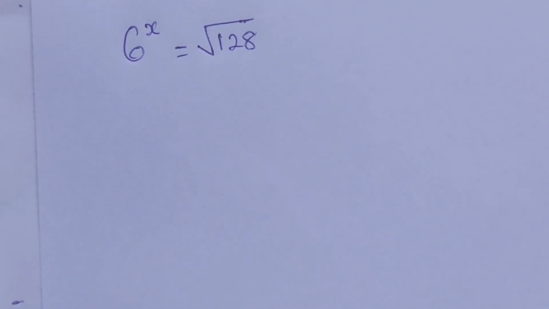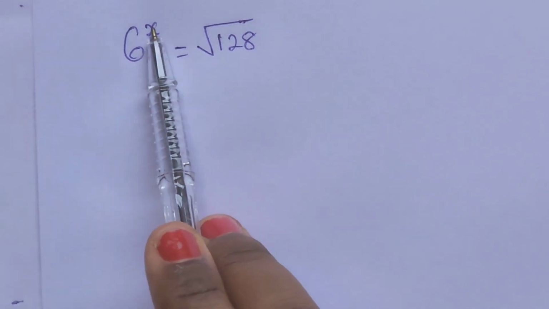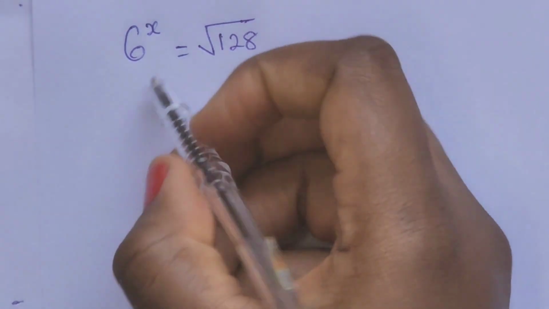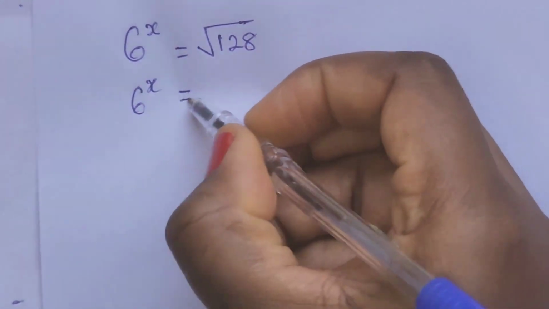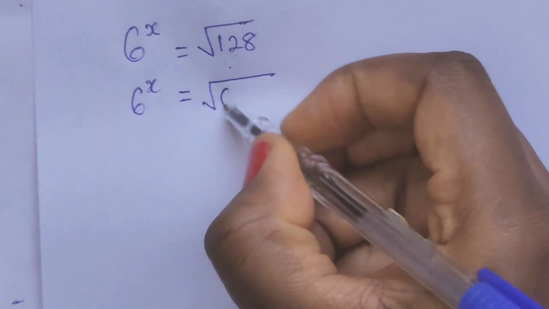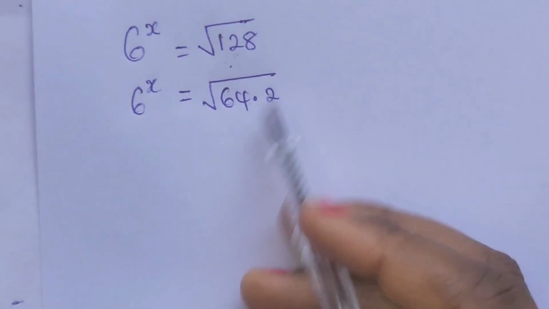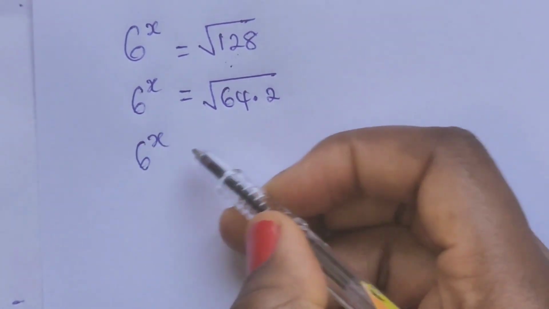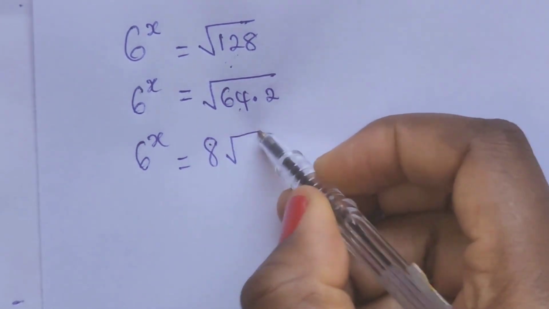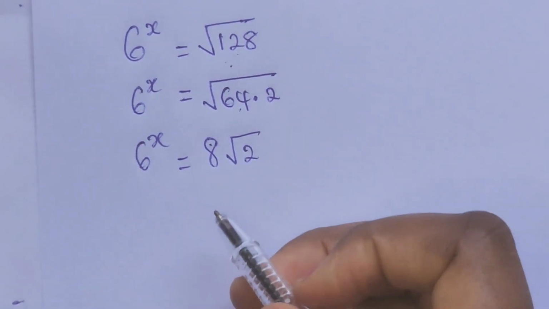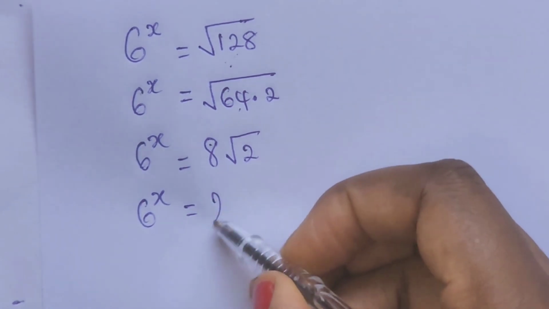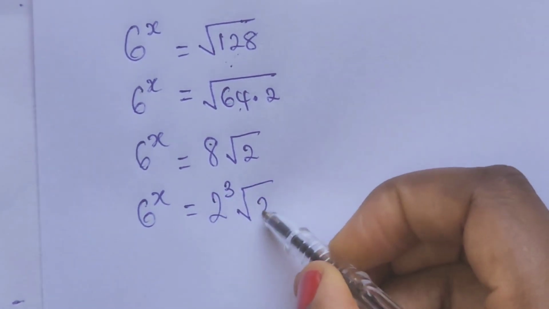So today we want to resolve this problem. We have 6 to the power of x all equal to root 128. So for us to begin, we have 6 to the power of x to be equal to root 128, which can be written as root of 64 times 2. So from here we have 6 to the power of x to be equal to the square root of 64, which we know is 8. So we have 8 root 2. So we have 6 to the power of x to be equal to, this 8 can be written as 2 to the power of 3 root 2.